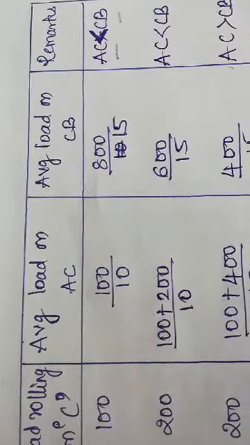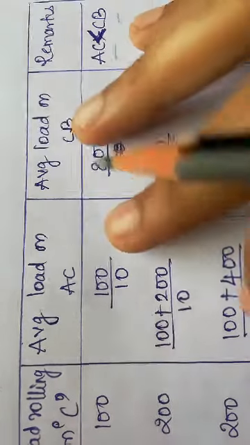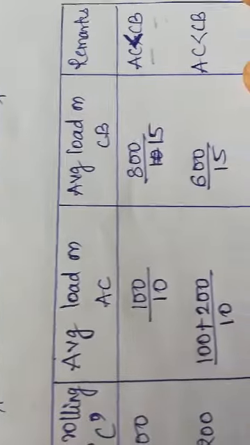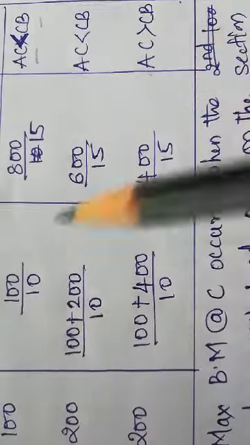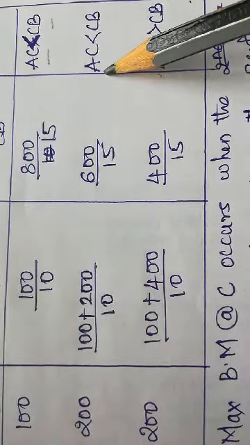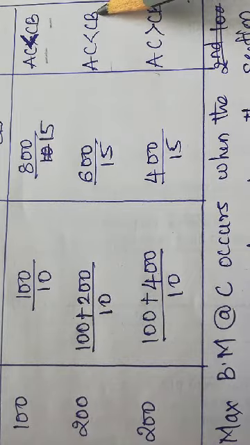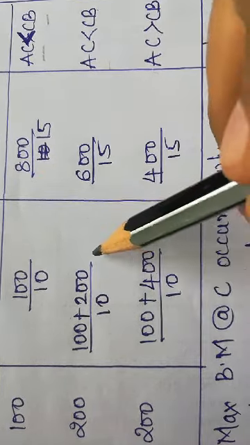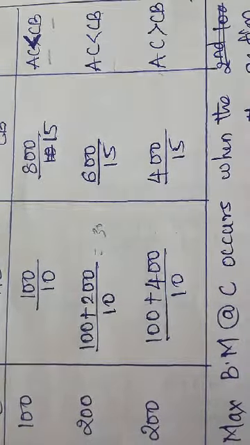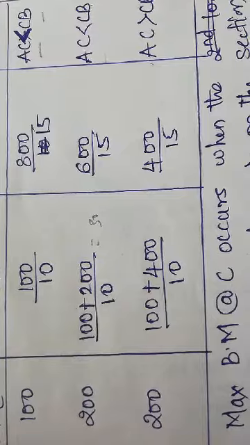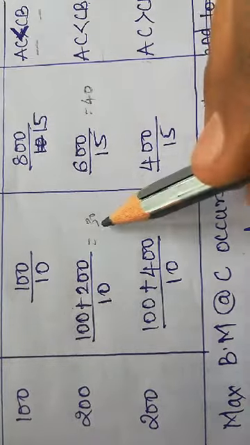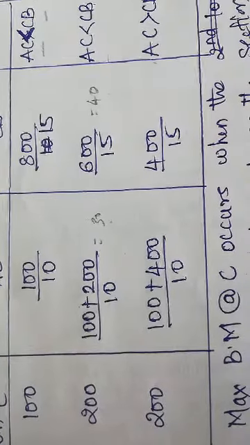Now next, let us allow the first 200 kilonewton load to roll past point C. Once it rolls, we can calculate the averages, and still we can see that AC section is greater than CB section. You have to do the calculation. This is 300 divided by 10, you get 30. And this is 600 divided by 15, which gives you 40. So 30 is less than 40.